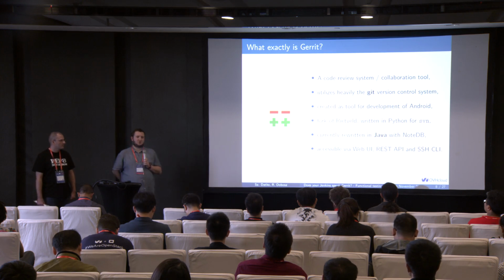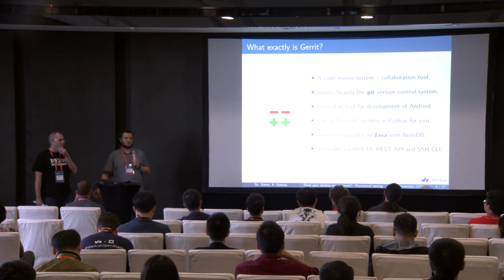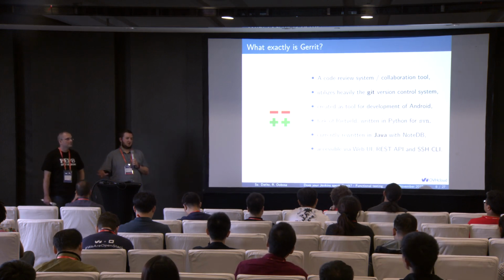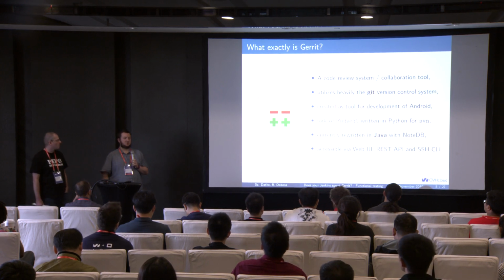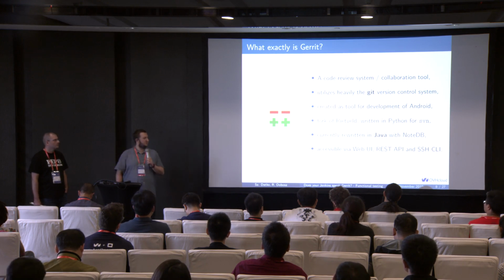And in the recent version of Gerrit, starting with version 3, it's completely Git-based. I mean, previously in version 2, it was relying on an SQL database. Now everything is stored in something called NoteDB. It's a database based on Git files. Very fancy idea.